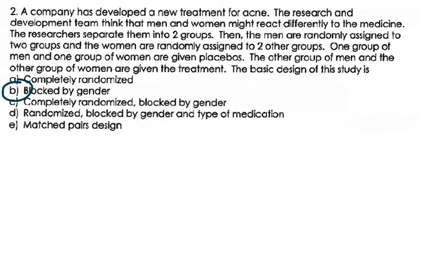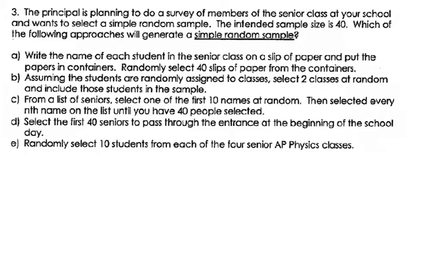If you are confused about that, you can go back and watch that video where I talked about the different types. All right, number 3, the principal is planning to do a survey of members of the senior class at your school and wants to select a simple random sample. The intended sample size is 40. Which of the following approaches will generate a simple random sample?